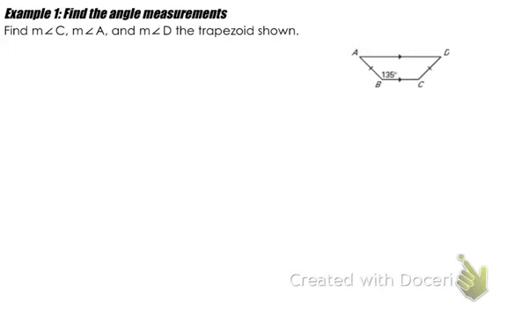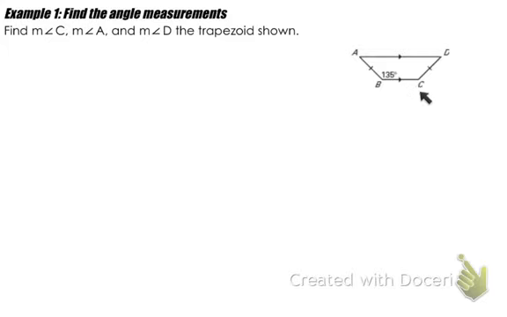Alright, in example 1 we have to find the angle measurements. So we have to find the measurements of angle C, angle A, and angle D with the trapezoid shown. So if we look at the trapezoid alone, we notice that AD is parallel to BC with the two arrowheads, and we also know that the two tick marks mark the legs as congruent. So this is an isosceles trapezoid. So we have to think of the properties of an isosceles trapezoid that we've just learned to figure out what the measurements of these angles are.